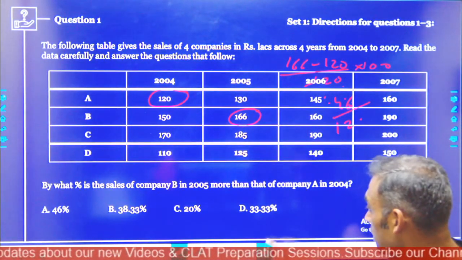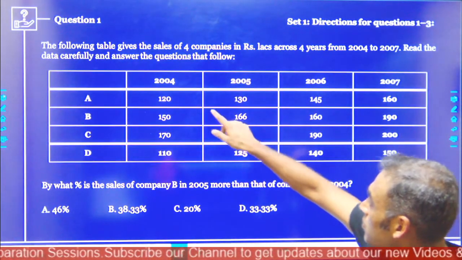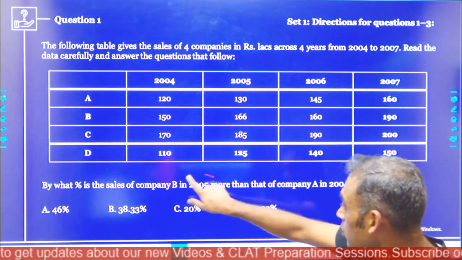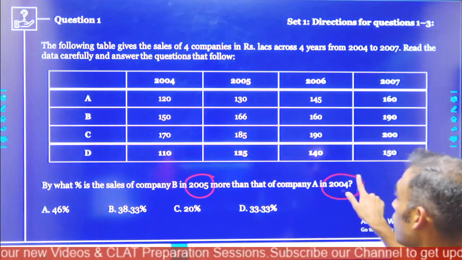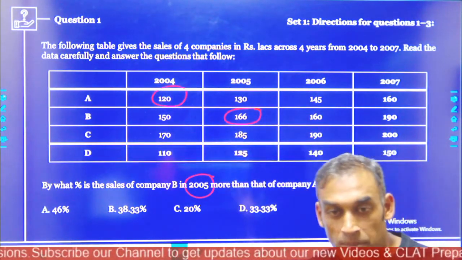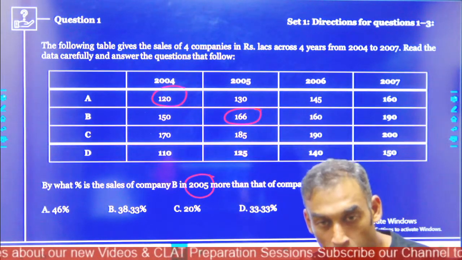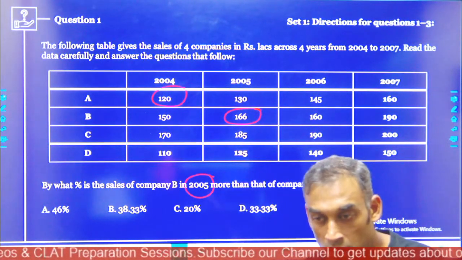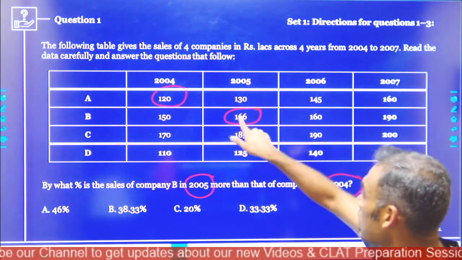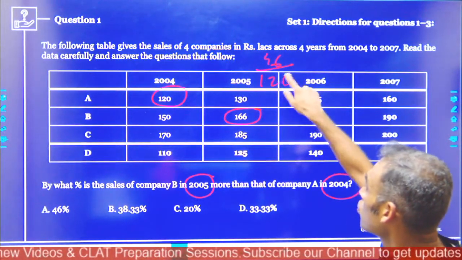I'll just repeat again because I had to unmute, so I forgot that. So let's look at the first question here. The first question is 2005 with respect to 2004, so we are comparing 166 and 120. So what is the maths here? The maths here is 166 minus 120 upon 120 into 100, right? Which comes to 46. So we are looking at 46 upon 120. This is a calculation that we are supposed to do.